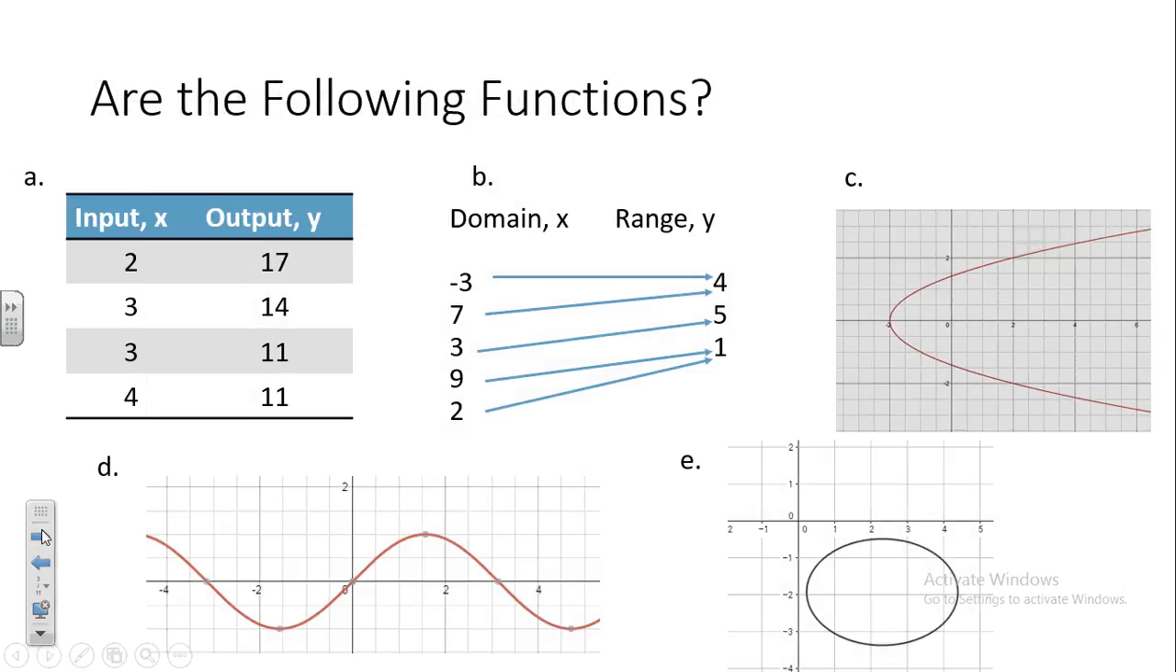So we can represent relations in a number of ways. We can give them to you in tabular form. We can give them to you in a list of ordered pairs and set notation. We can do mappings and so on. Let's look at this first example. Our input column is 2, 3, 3, and 4, and our output column, the y's, are 17, 14, 11, and 11. Is it a function or not a function? Okay, everybody agree? I hear people say no. Agree or disagree? Why is it not a function?